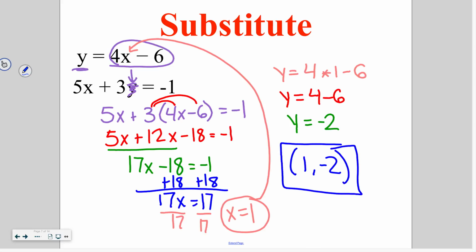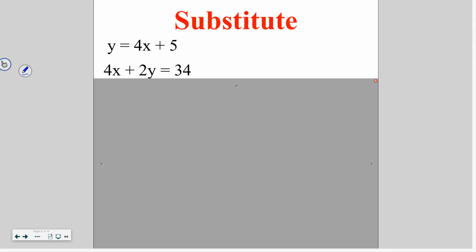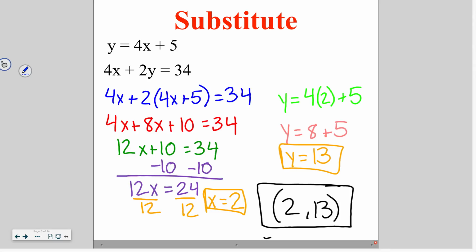So if I were to put those two lines on the graph, they would end up running into each other at the point 1, negative 2. Go ahead and try this one on your own.